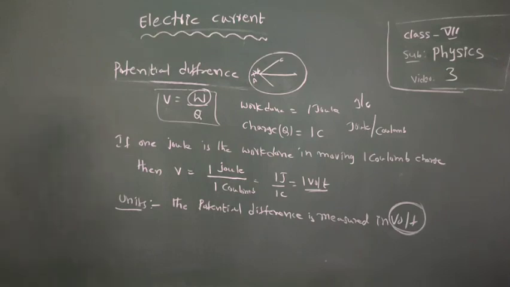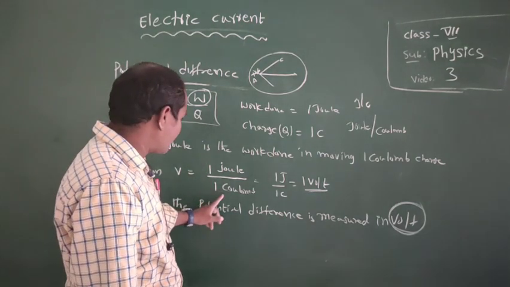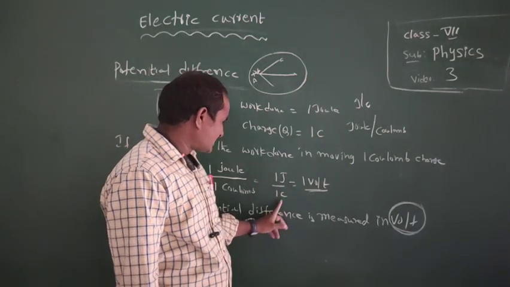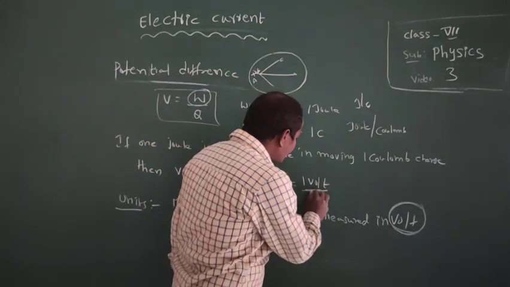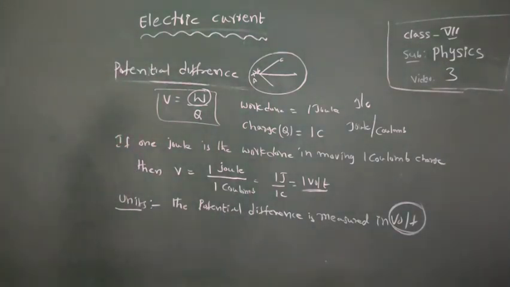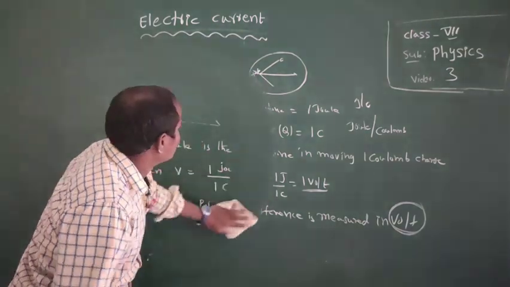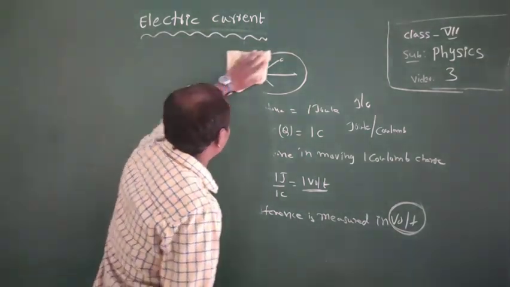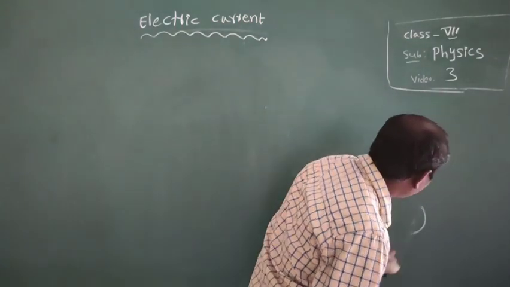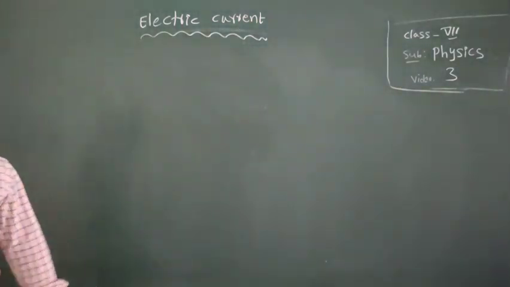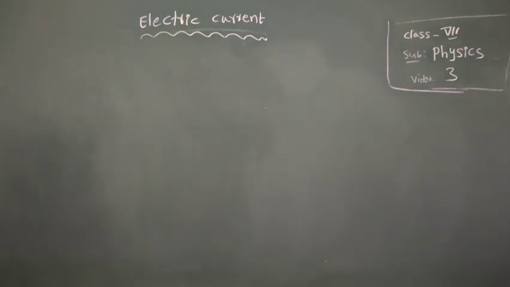Work done in moving 1 coulomb charge, then V equal to 1 joule by 1 coulomb, that equal to 1 J by 1 C, that equal to 1 volt. That means the unit of potential difference is volt. Okay, that is about potential difference. Now what is meant by 1 volt? Here the amount of work done equal to 1 joule and charge equal to 1 C in an electric field, that is equal to 1 volt.